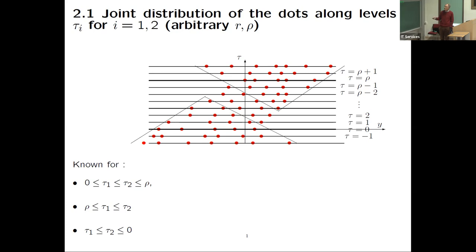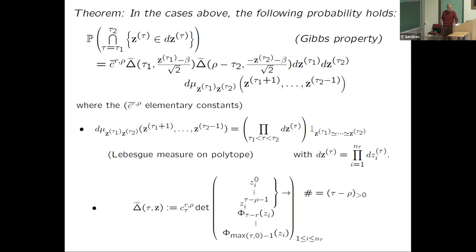Or you take two levels inside. And it's known for these cases. So you take two levels outside the strip, or you take two levels inside the strip. That's totally known. There are distributions that I've never seen, and it's given by the product of two Vandermonde-like objects, a delta tilde, which depend on the coordinates of the level tau 1, and this depends on the coordinates of the level tau 2. So that means the inside doesn't play any role whatsoever in this formula.